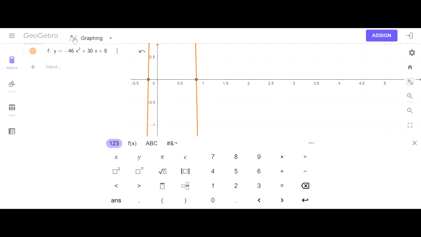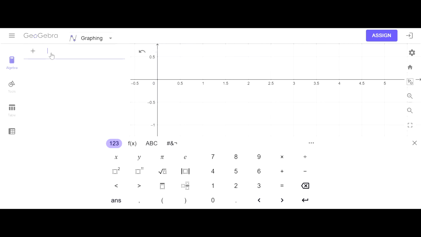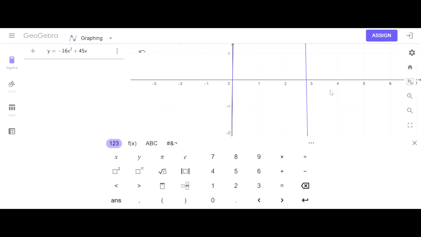All right, clear your crap. Let's get rid of stuff that we don't need. Input, remember f of x and y are interchangeable, so I'm just going y. Negative 16, use x. It doesn't like weird numbers. So instead of t, it's x. Negative 16x squared plus 45x. And here is your real beautiful little graph.